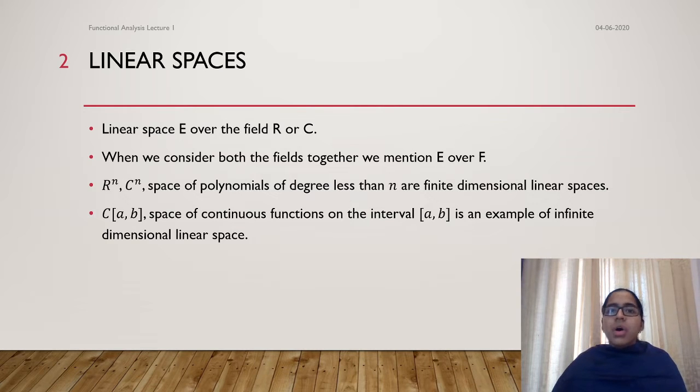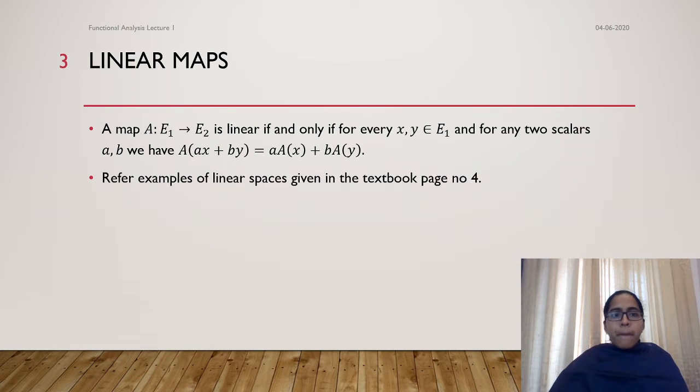Now some examples of linear spaces that are finite dimensional are R raised to n, C raised to n, and the space of all polynomials whose degree is less than n. These are all examples of finite dimensional linear spaces. And if we consider the space of continuous functions defined over a closed interval [a,b], which is denoted by C[a,b], we will get an infinite dimensional linear space. So C[a,b] is an example of an infinite dimensional linear space.